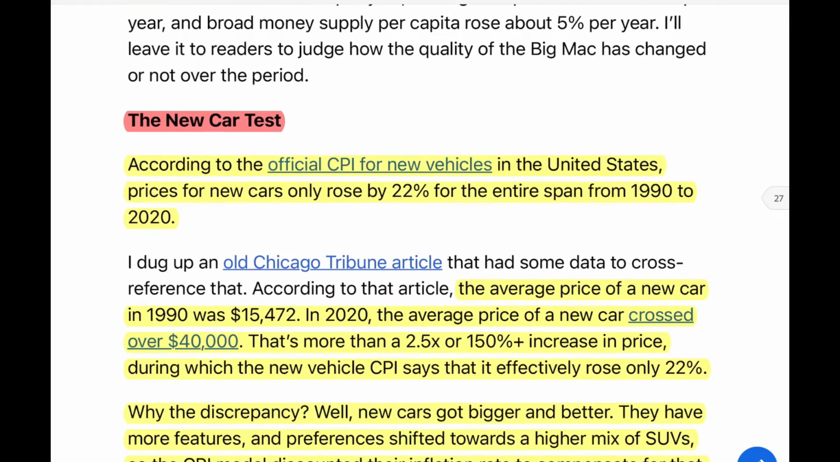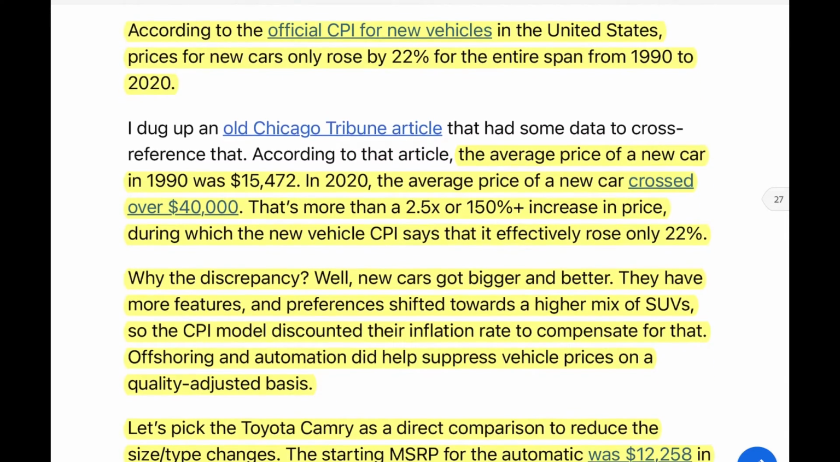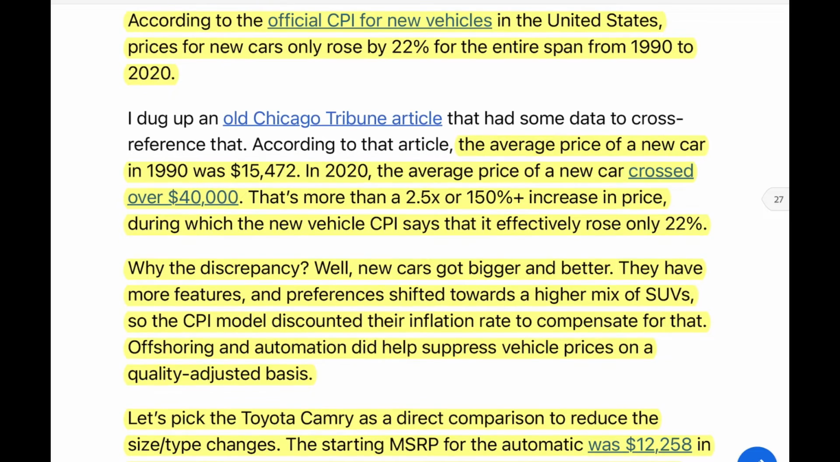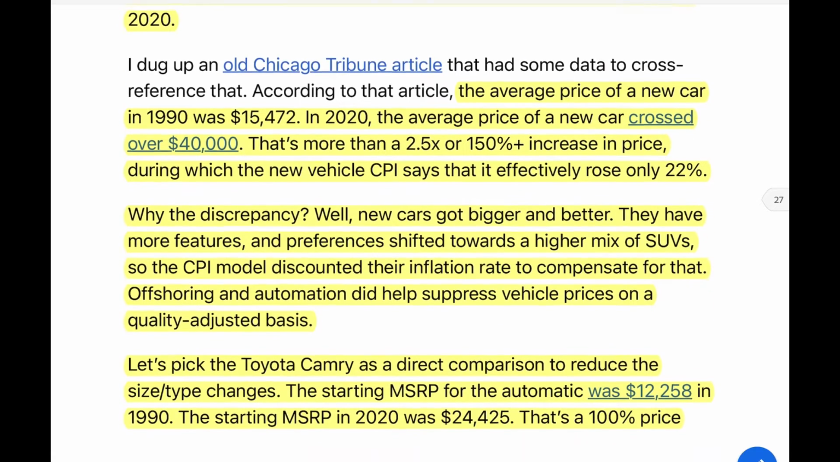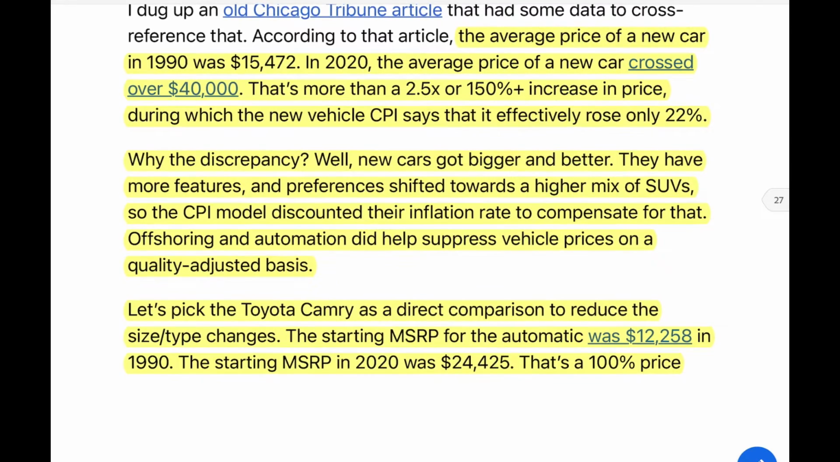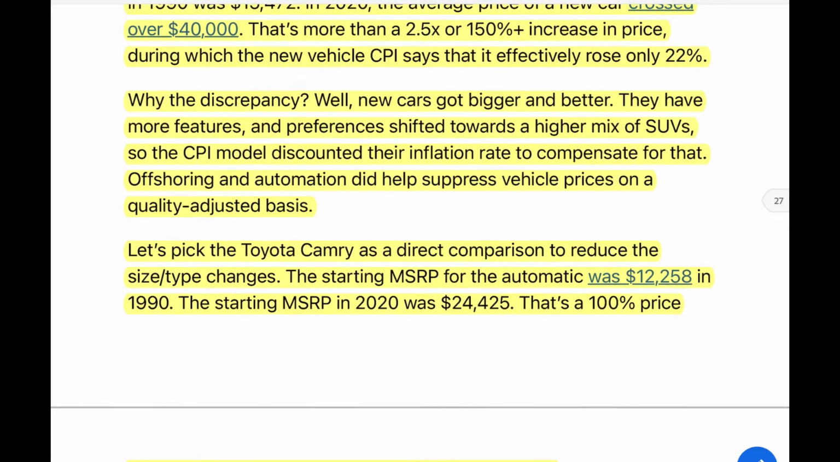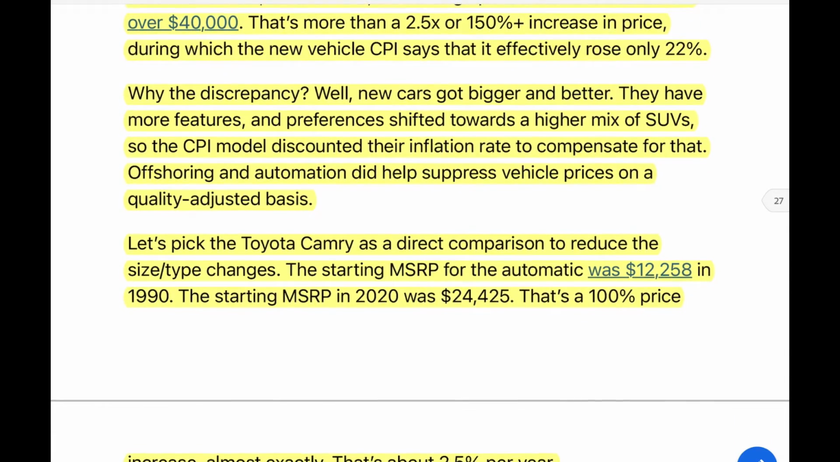The new car test. According to the official CPI for new vehicles in the United States, new cars rose about 22% over the time span of 1990 to 2020. The average price of a new car in 1990 was $15,400. In 2020, the average price of a new car crossed over $40,000. That's more than a 2.5% annual increase, or a 150% plus increase in price, during which the new vehicle CPI says it effectively only rose 22%.